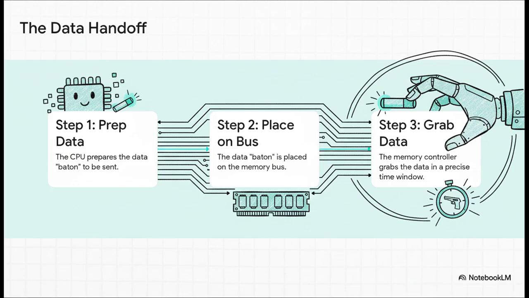Step one, the CPU, the processor, gets the data baton all ready to go. Step two, it places that baton onto what's called the memory bus. Think of that as the racetrack itself. And then step three, the memory controller has to snatch that baton, but it has to do it in this incredibly precise, tiny window of time that's synchronized by a clock signal. That clock is like the starting pistol for every single handoff.